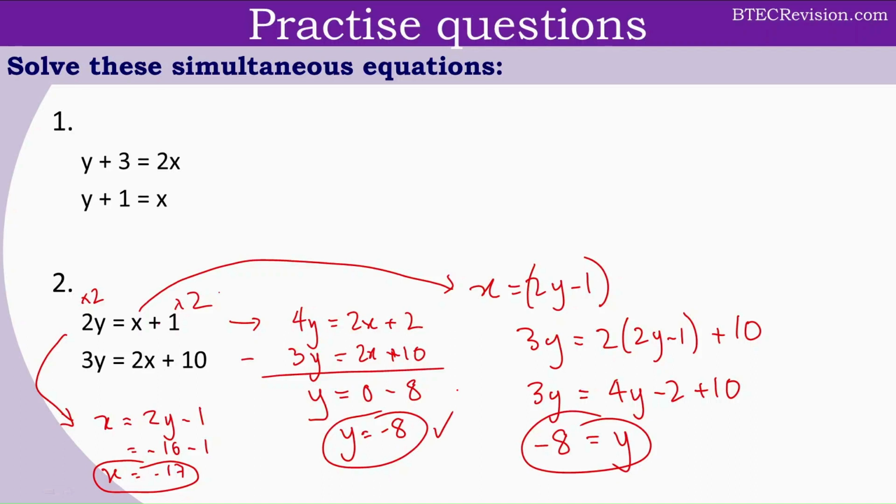Now we just need to work out our x. So we can just plug this back into our equation, the first one. We'll use the rearranged version to save time. So that's equal to 2 times y, which is negative 8, take away 1. So that's equal to negative 16, take away 1. So that's negative 17. And you can see that is matching with the previous method.